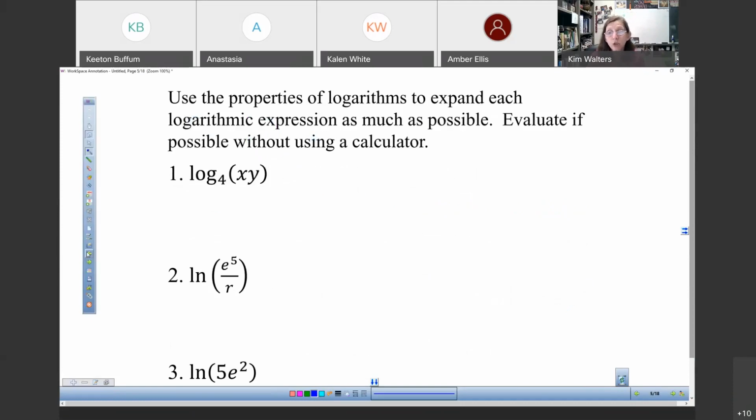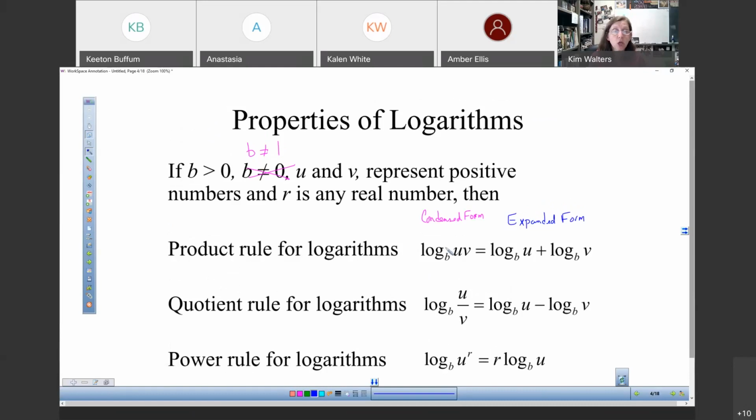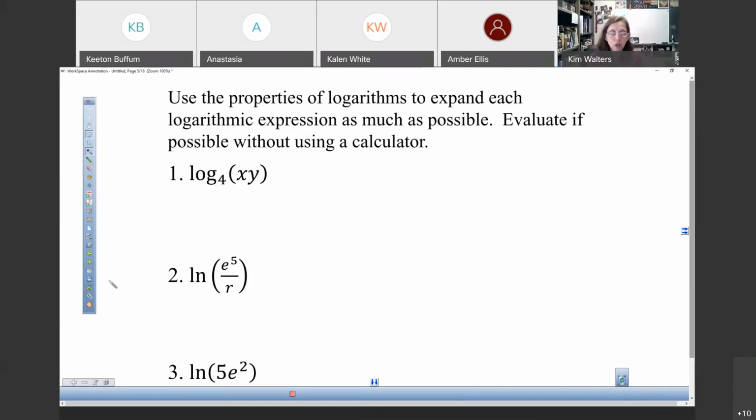If you go back and look at these properties, we're going from the condensed form to the expanded form. So a product means plus, a quotient means minus, and a power means multiply. Okay? All right. So I'm going to be asking you those questions.